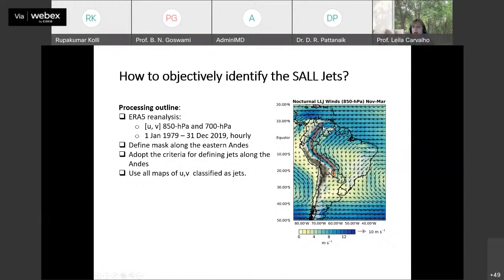The way we answered this question was by not being so subjective in defining what the jets are, but allowing more of this variability to be recognized by the methodology. So we looked into the reanalysis winds, and then we defined a mask along the Eastern Andes. Then we identified for every grid point when the criteria for a jet was occurring. We used the same criteria as before, but now for all these grid points along the Andes, just to find out what kind of regimes we find. And then we got about 1700 maps that pass this criteria.